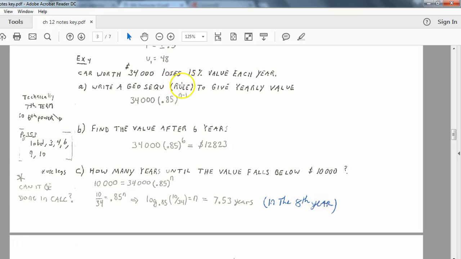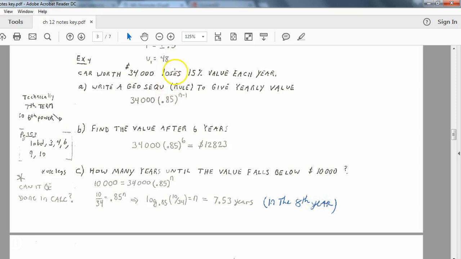So as far as just writing the rule, this one's a little tricky, but again, consider the formula from up above. We have the initial value, or the first term in the sequence, is its original value, $34,000. The rate that it changes at is a little tougher to see. If it's losing 15% of its value every year, that means next year its rate would be 85% of its previous value. That's something we'll deal with a little more in class, but that's the main idea here.